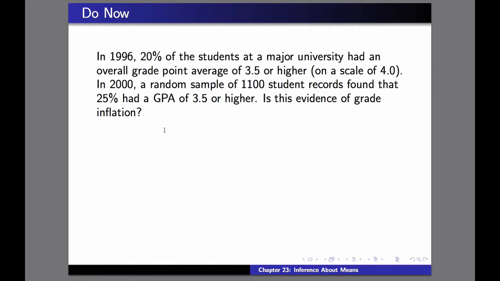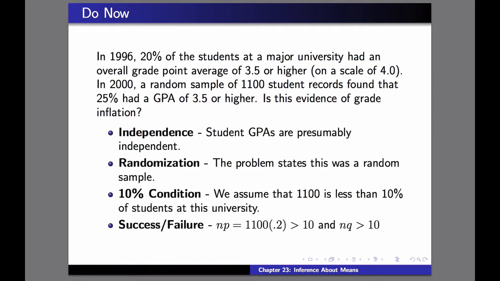And if you are following along, you should pause the video right now and work this problem out, and I'm going to go over the solution. So first thing we should do is check some conditions. So if we look at the independence assumption, we could say that student GPAs are presumably independent. The problem states that this was a random sample.